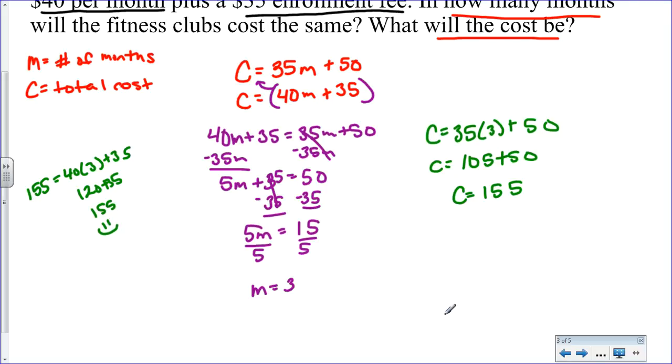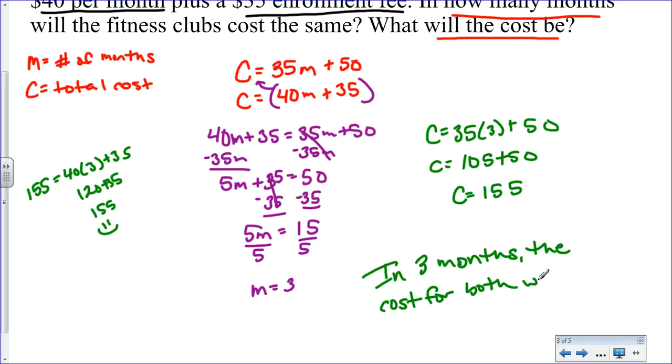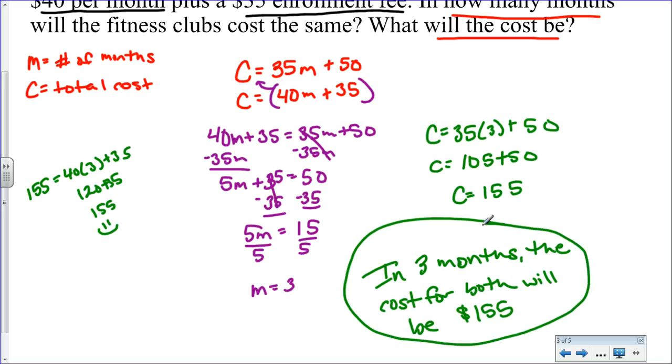Remember, with application problems, we need to actually label our answers. So in 3 months, the cost for both will be $155. Okay, you could also say after 3 months, it would be the same. Either way, I would take that there. So in 3 months, the cost will be the same, and it's actually going to be $155.